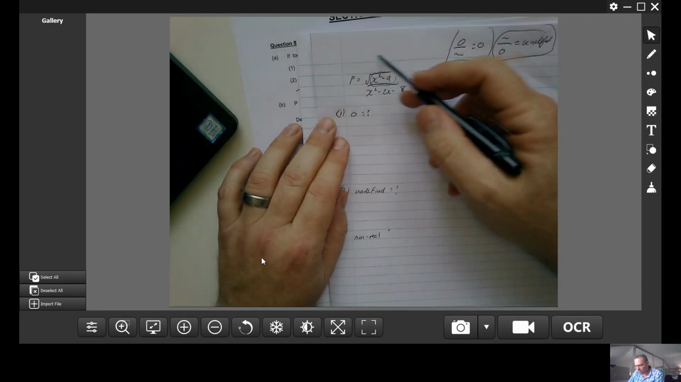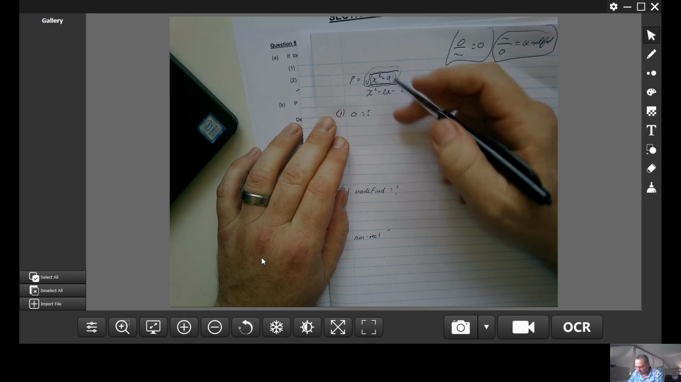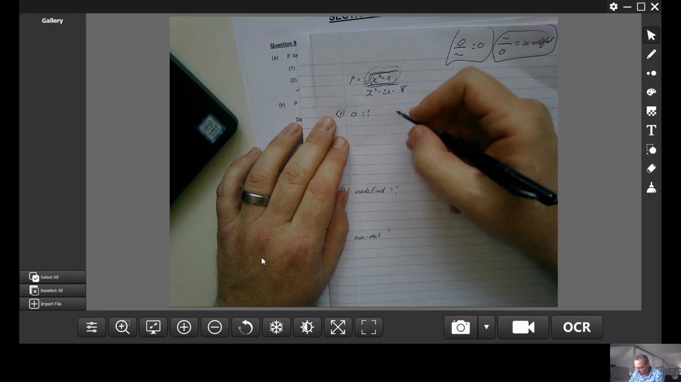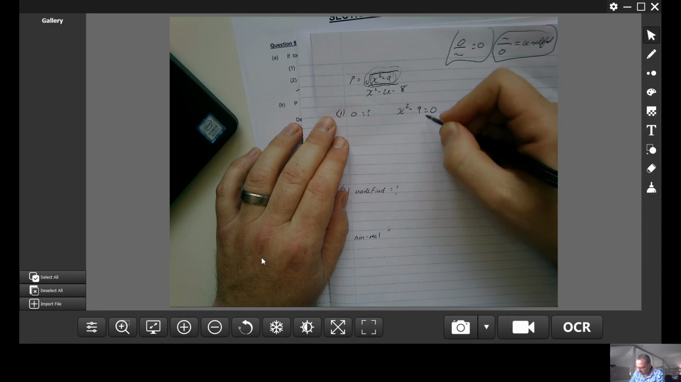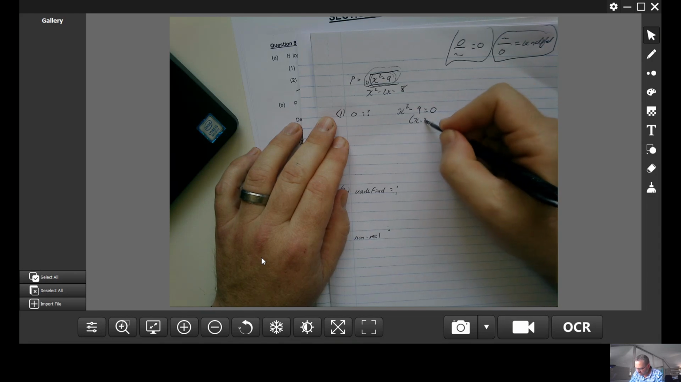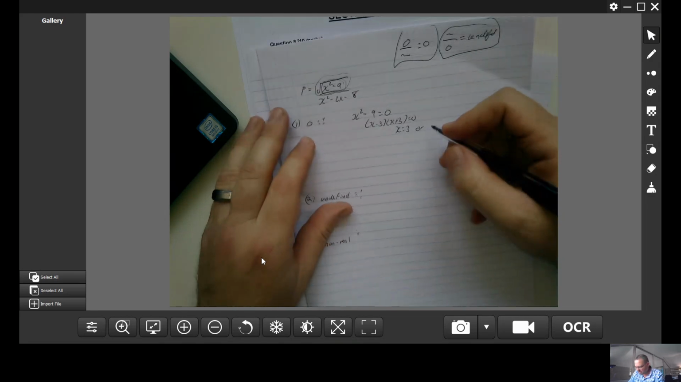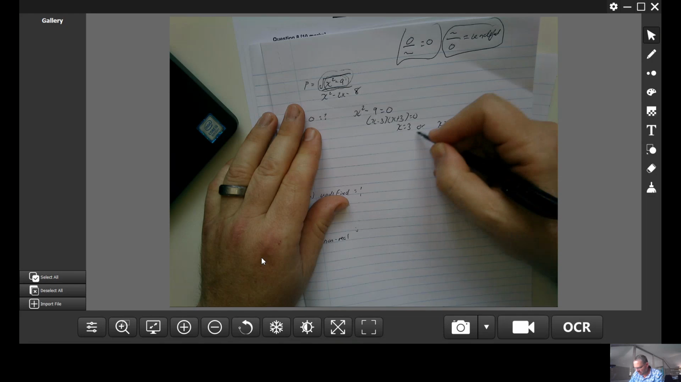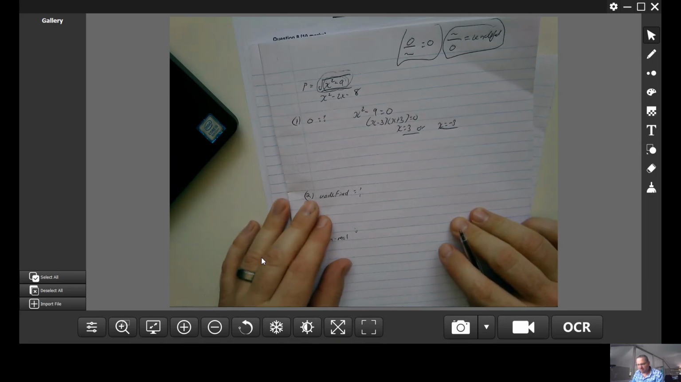So for this whole thing to be 0, this will be 0 when the top part is 0. In other words, when x squared minus 9 is equal to 0. So when (x minus 3)(x plus 3) is equal to 0, so when x is equal to 3 or x is equal to negative 3.